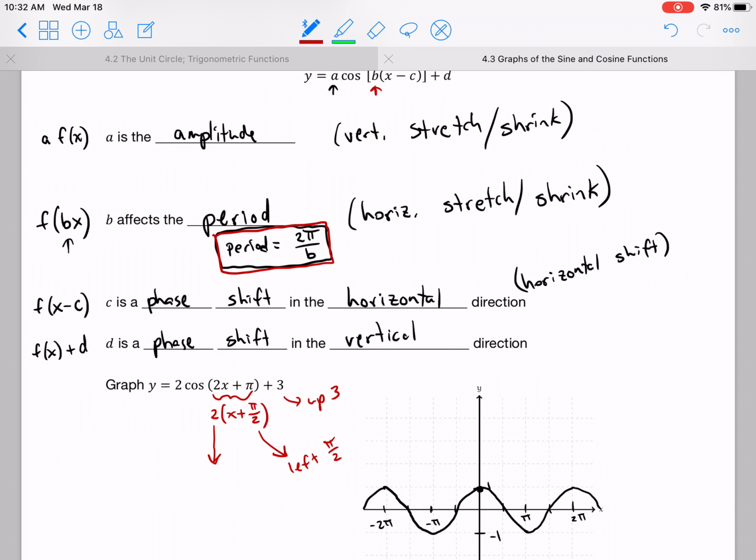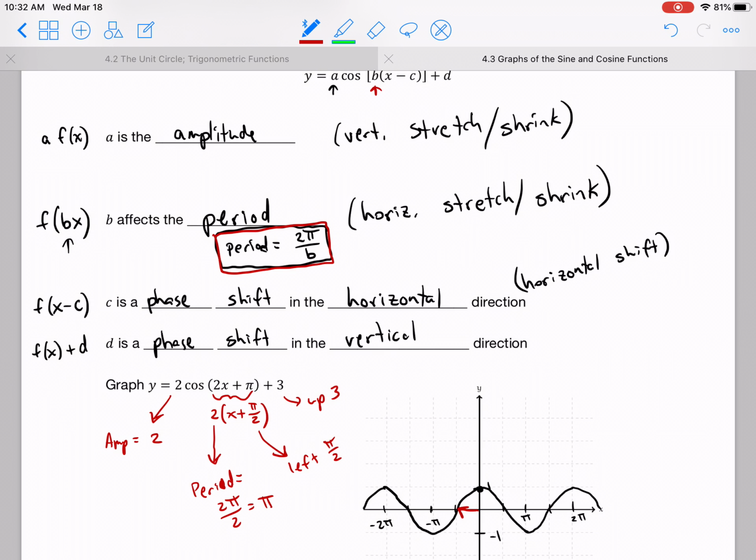I have this 2 out in front, which I can use with this relationship right here. Period is 2 pi over b. That means we'll have a period equal to 2 pi over 2, which is just going to be pi. So instead of repeating after a 2 pi amount, we're going to repeat every pi amount. And then lastly, we have an amplitude equal to 2. So instead of 1, we're going to have an amplitude of 4. Or an amplitude of 2, sorry. It's going to stretch a total amount of 4.